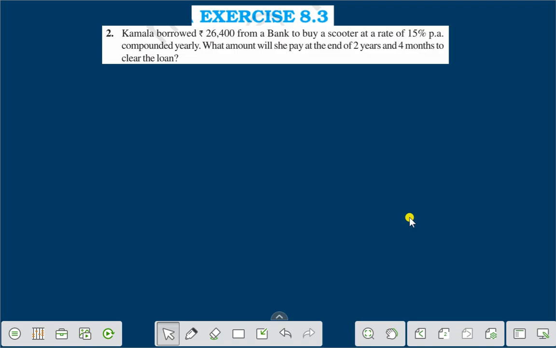Hello everyone, today we shall discuss exercise 8.3 question number 2. Kamala borrowed rupees 26,400 from a bank to buy a scooter at a rate of 15% per annum compounded yearly. What amount will she pay at the end of 2 years and 4 months to clear the loan? Let us find.